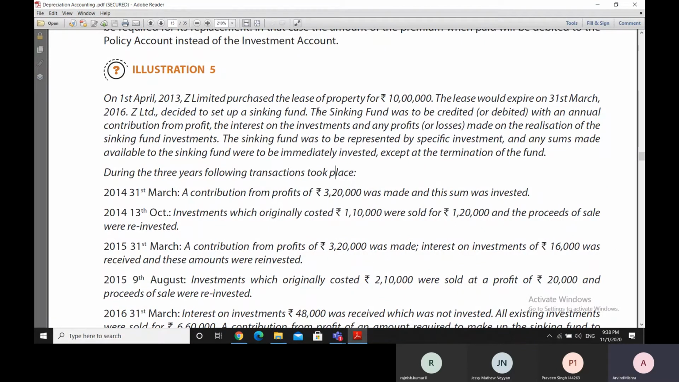There will be a contribution from the interest on the investment made, and there will be a contribution from the profits made on the realization of the sinking fund investments when the sinking fund investments are redeemed or sold.